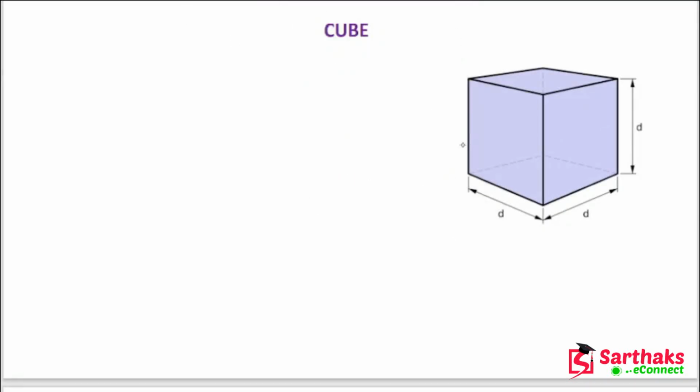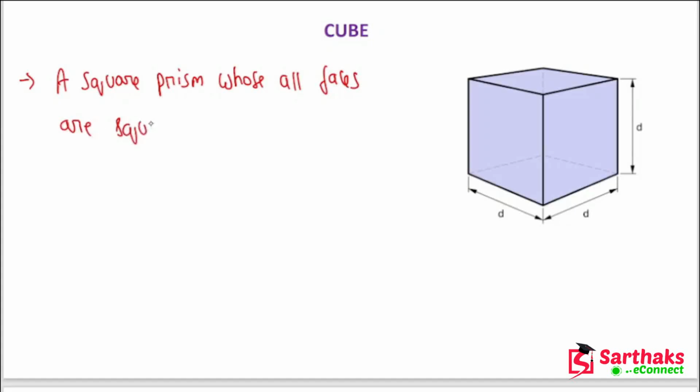Every rectangle is not a square, but every square is a rectangle also. So you can write a square prism whose all faces are squares is called a cube, right? So a square prism whose all faces are squares is called a cube.